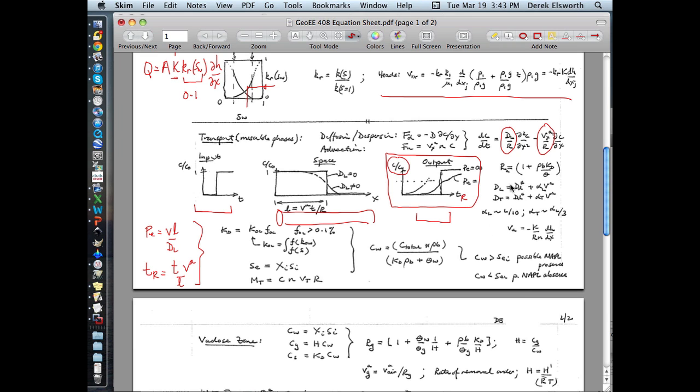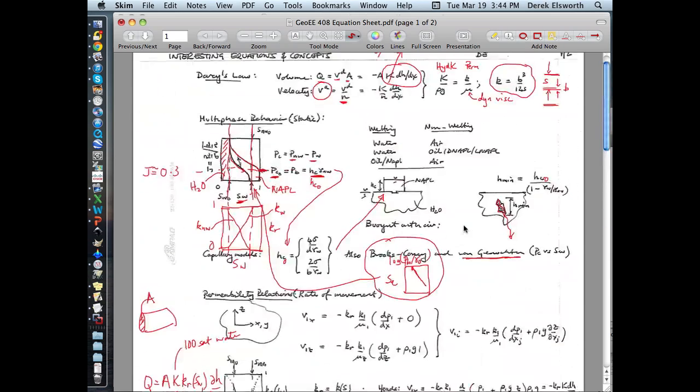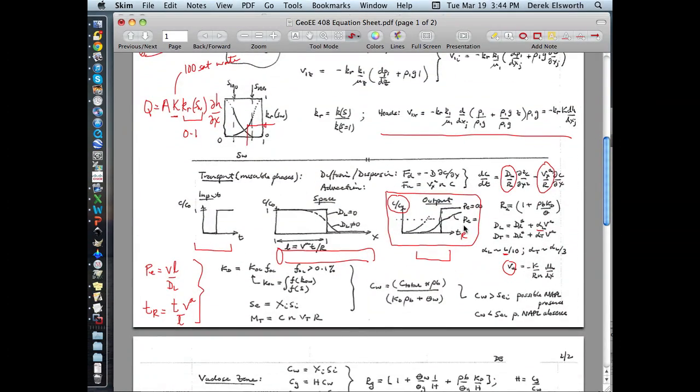Dispersion we get from molecular diffusion behavior plus mechanical mixing. Mechanical mixing is defined in terms of this term, which is not a function of material properties so much as a function of the length of the plume, which is a curious outcome. And we can always get advective velocities from the stuff we had at the top of this page.